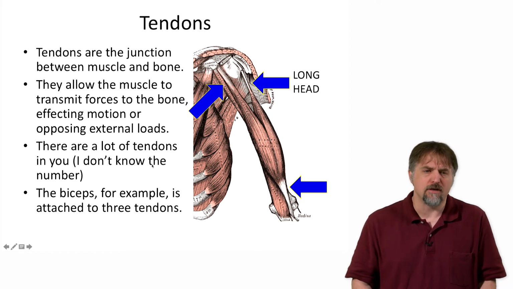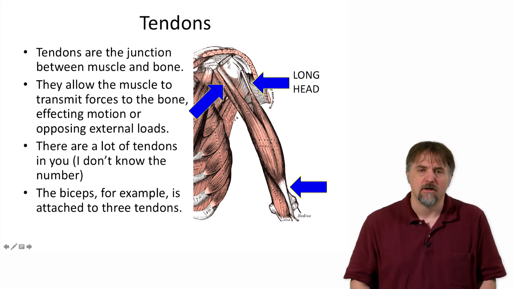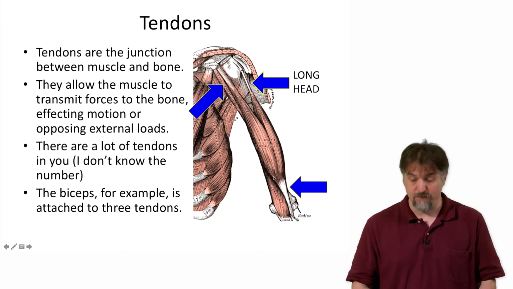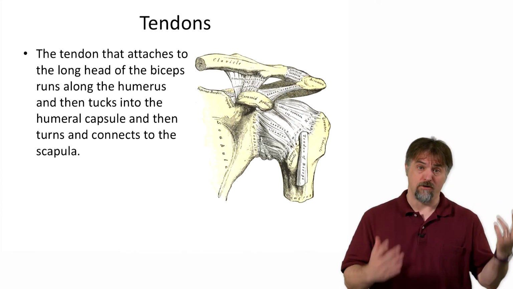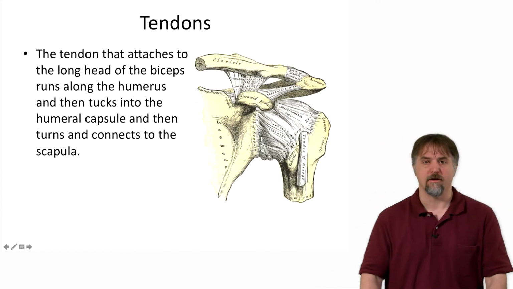There are a lot of tendons. I don't know how many. And there are a lot in part because muscles sometimes attach in multiple places. So this is your biceps. Again, it attaches down here in the radius, and it also attaches twice up in the shoulder. So there are three tendons just for the biceps, right? And of course you have another biceps on the other side, and then you have a bunch of other muscles. All of them have tendons.